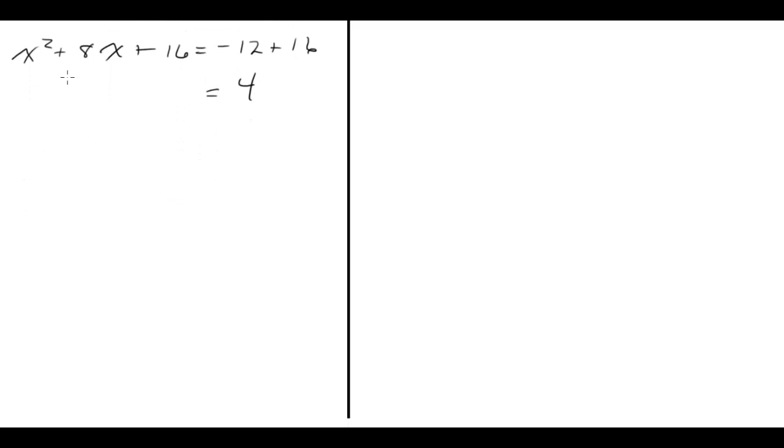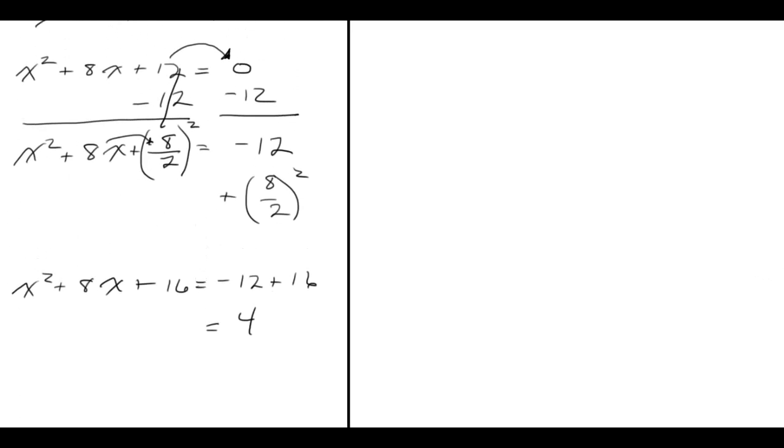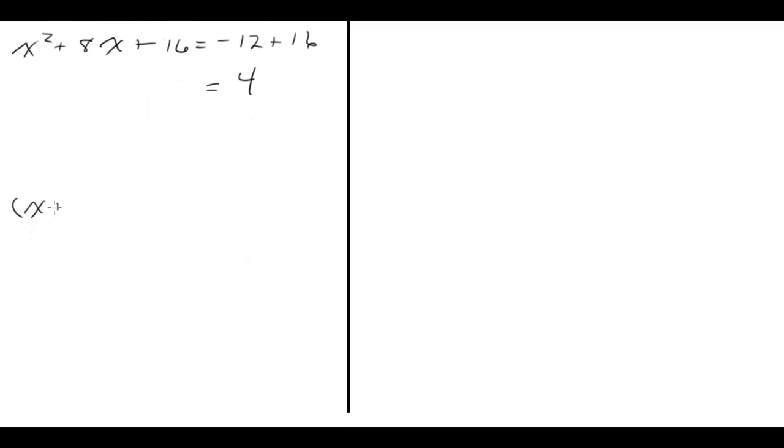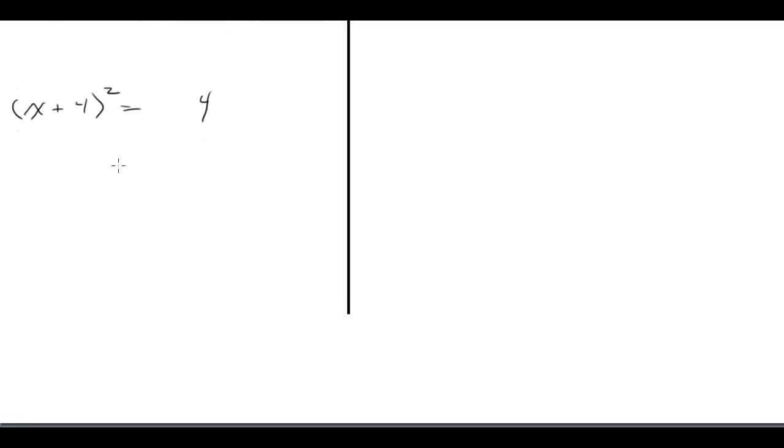Alright, so I have a perfect trinomial square here. So that's going to be x, and what goes in the binomial? 8 over 2, which is 4. Alright, so that's plus 4 squared equals 4. I have my perfect trinomial square on the left. That means that I can apply the square root property. Take the square root of both sides, and the square root property requires that I recognize that there are going to be two solutions to any square. Plus solution and its opposite, negative solution.